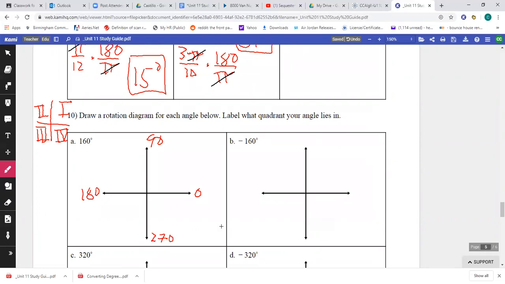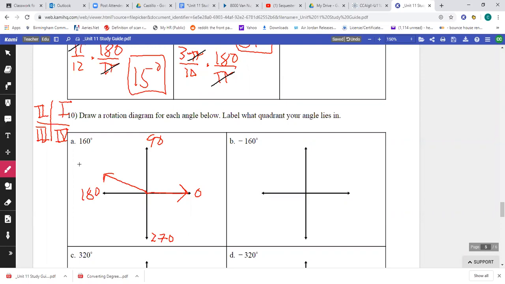So if I have to draw a 160-degree angle, remember that in trig, our first ray always starts here. And then 160 would be kind of close. So remember, we rotate counterclockwise. So 160 degrees would be between 90 and 180, but it would actually be really close to the 180. So you see that would be your angle. Okay.